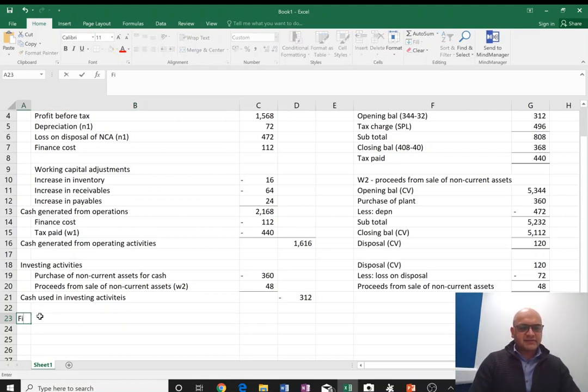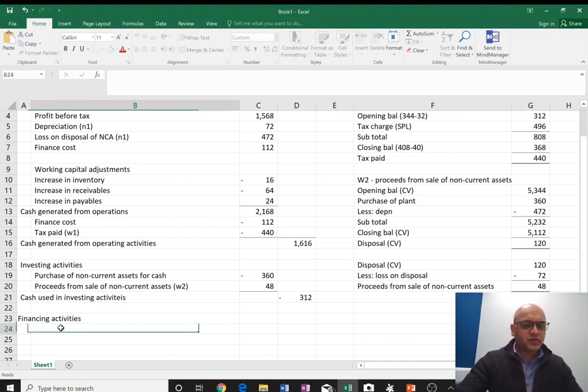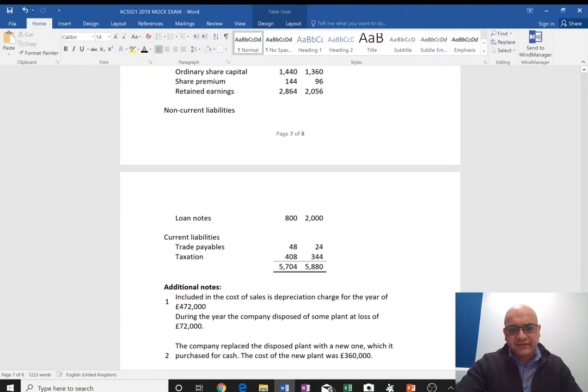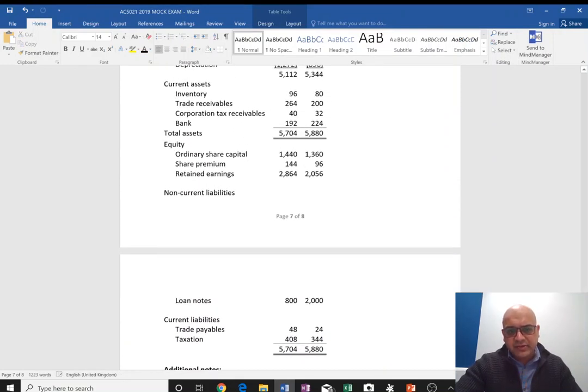Now, the third category is financing activities. We want to see how much cash we generated from the sale of shares. So let's start with proceeds from issue of ordinary shares. We know that we are issuing some shares. In order to find that, we just need to take the difference between the balances of these two accounts, ordinary share capital and share premium. When you issue shares, you issue them at a premium.